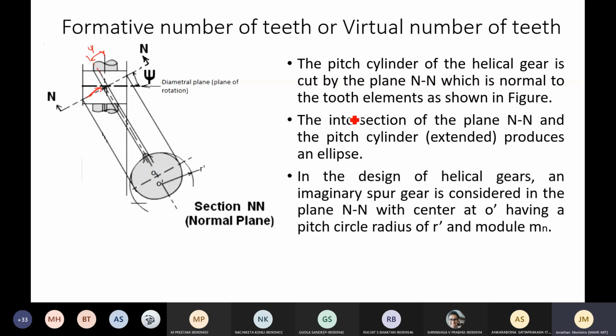What is this formative number of teeth and what is its importance? See, any design with respect to helical gear is considered on the foundations of the spur gear. Remember that there is no separate set of equations. For spur gears, we had the Lewis equation, so we don't have any other equation to describe the bending stresses or the form factor in any other way. There is no other scientist who described anything else.